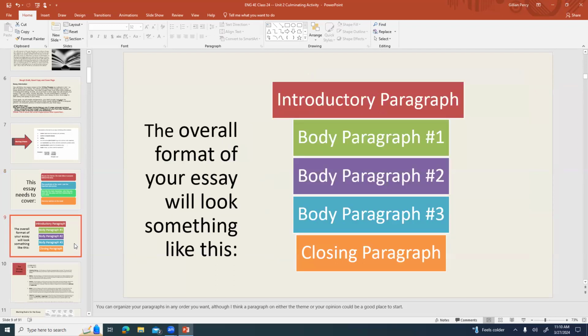However, when you're doing a longer essay like this, you always need to have an introductory paragraph, and then you have your body paragraph 1, body paragraph 2, number 3, probably a 4th one because of how many topics you have to cover, and then a closing paragraph, okay? So this is a much longer essay. It's going to require a little bit more writing time.